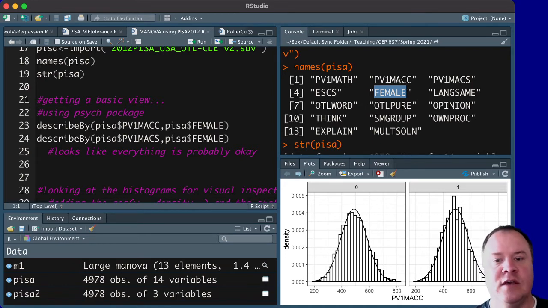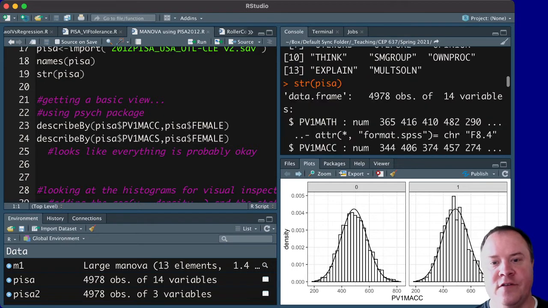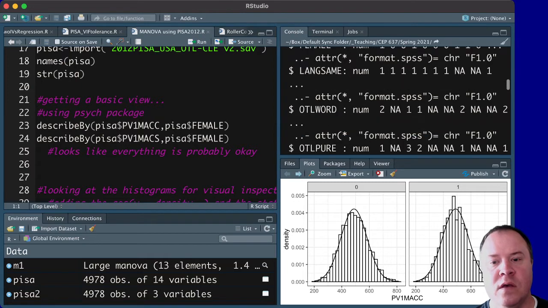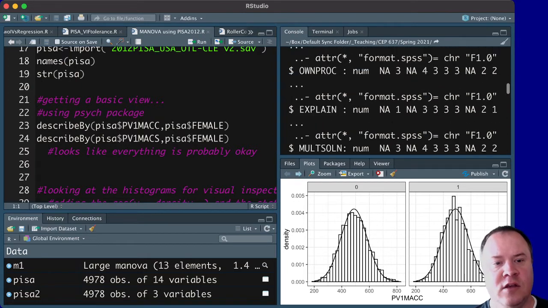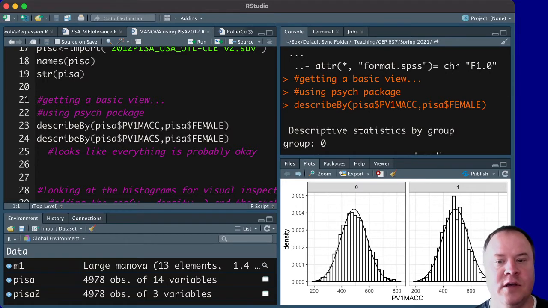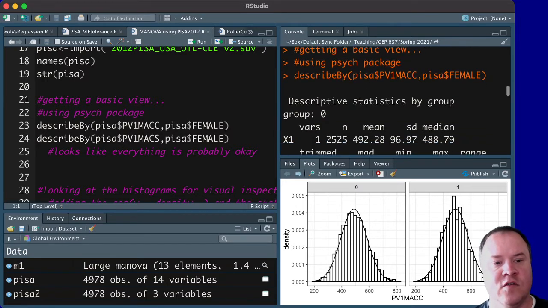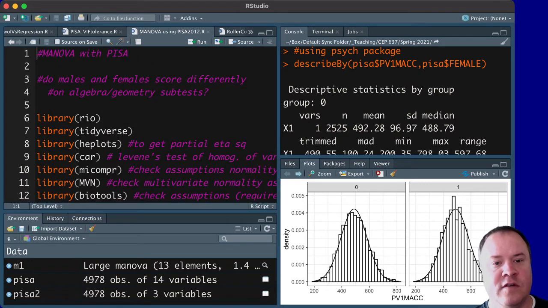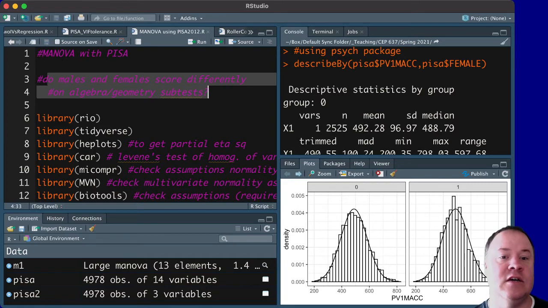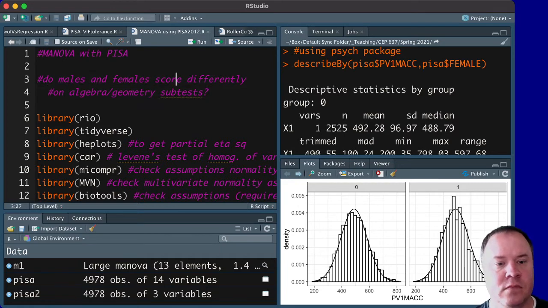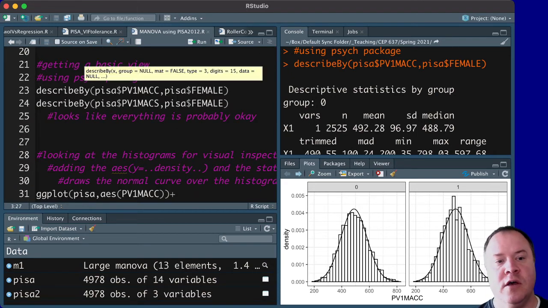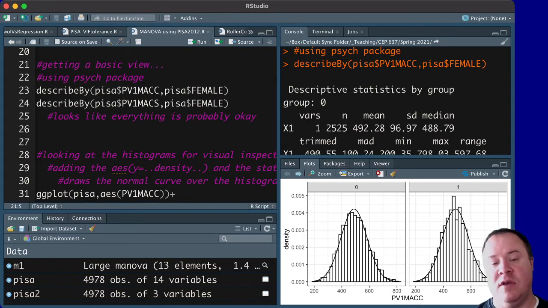All right, so the first thing that we might want to do is just look at this, and here's the structure here. You can see everything is numeric, all the variables. And you can run some tables or things like that if you want to see what else this looks like. So running these descriptives, the question here is, do males and females score differently on algebra and geometry subtests or subscores? So we have to run the descriptives separately for each of the two dependent variables, PV1MACC and PV1MACS.